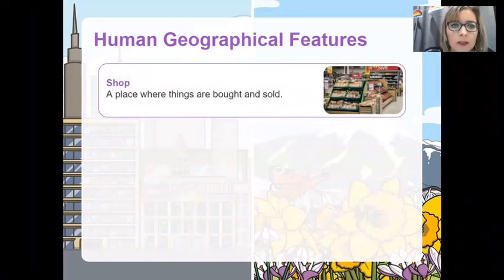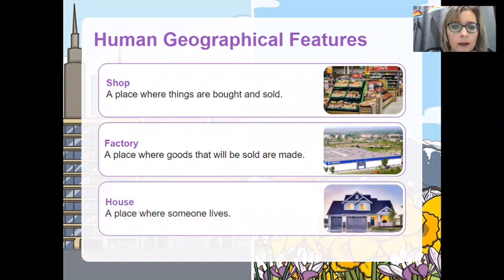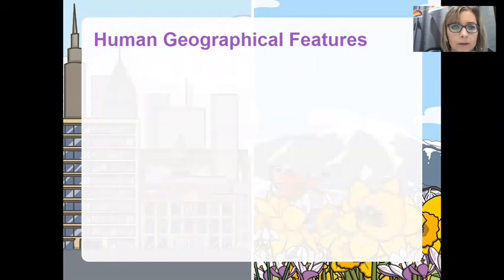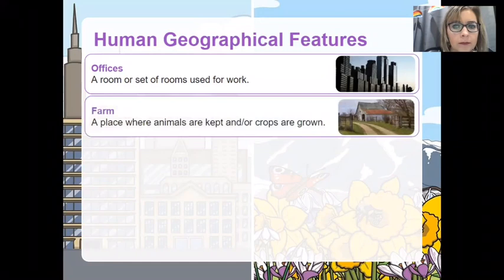Shops. A place where things are bought and sold. A factory. A place where goods that will be sold are made. Houses. A place where someone lives. Offices. A room or set of rooms used for work. Farms. A place where animals are kept and crops are grown.